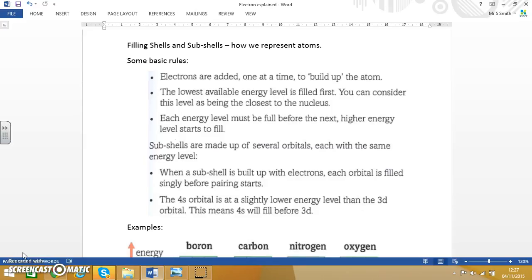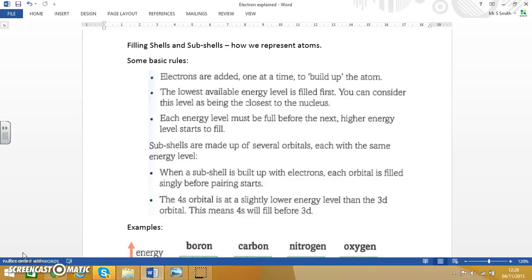In that respect, we fill the n equals 1 shell before we move on to the n equals 2, n equals 3, etc. The second important point is that we have to fill the whole of the shell and all of its subshells before we move on. The third important point is that when we start to fill a shell, we fill the subshell with the lowest energy before we move on. In other words, we will fill the 2s subshell before we fill the 2p subshell.